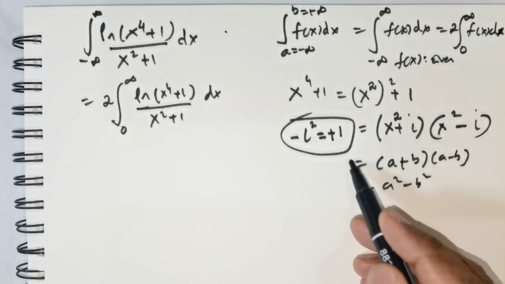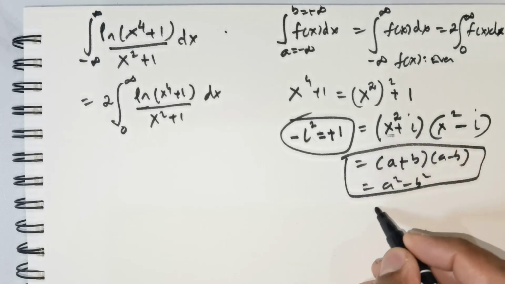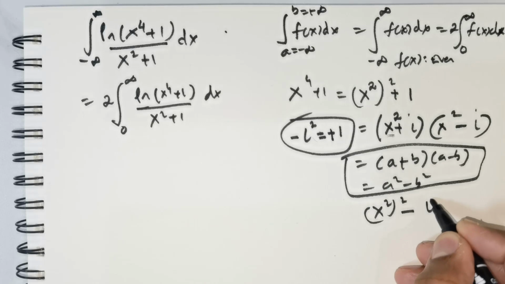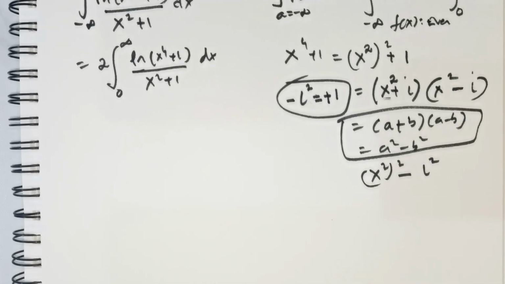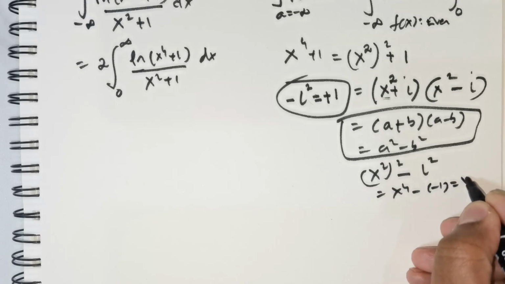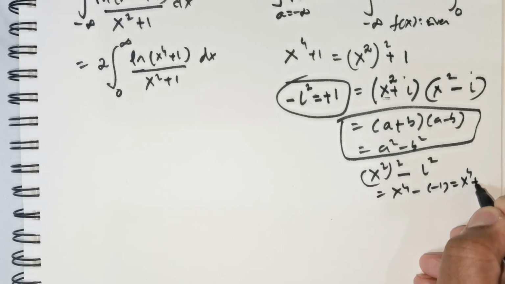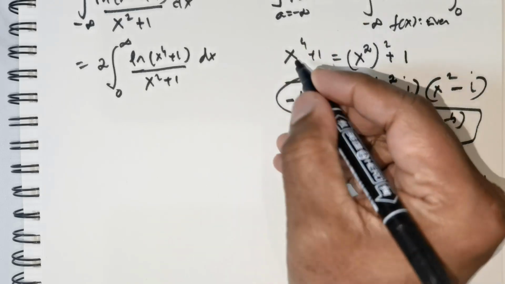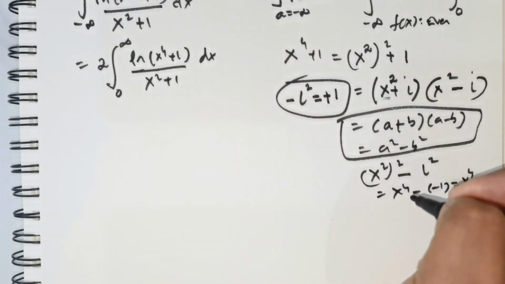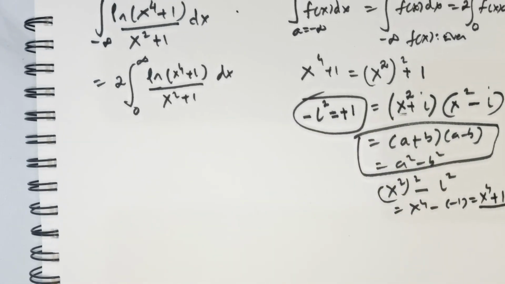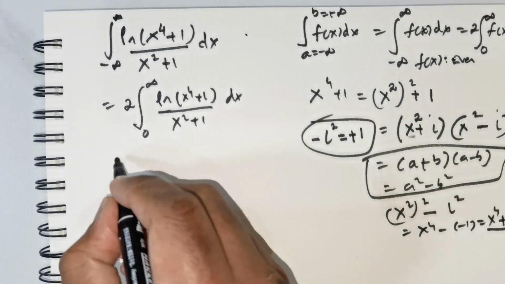So in this case, if you were to multiply these two, you would get x squared raised to the power of 2 negative i squared. Now this is going to be x to the power of 4. i squared is negative 1. So this in turn would give me x to the power of 4 positive 1. This is important. We need to split x to the power of 4 positive 1 in this fashion. Otherwise it would be very difficult for us to actually integrate.